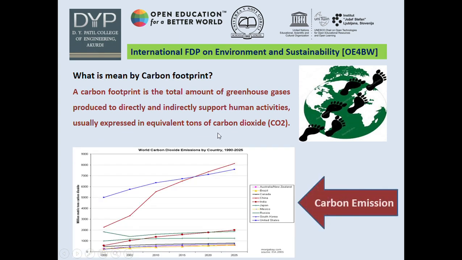Now, this graph exactly shows how much carbon emission is created by each and every country. From 1990 to 2025, we can see here which country is emitting the maximum carbon or CO2. So in this graph, China and the United States are the two countries emitting maximum CO2.